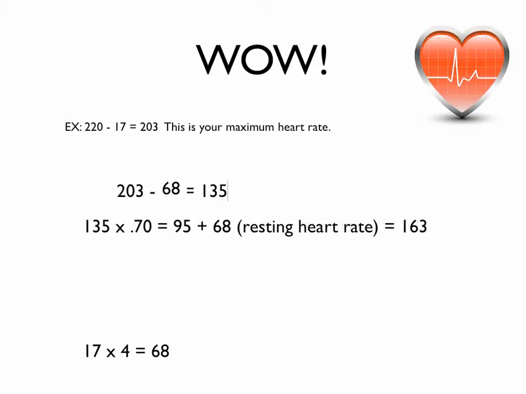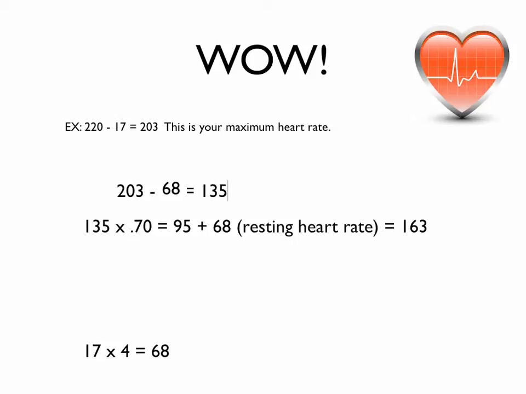So we're going to go back to this equation. 220 minus 17 is 203. Now we're going to take our maximum heart rate minus our resting heart rate, and that's going to give us the magical number of 135. Now we're going to multiply 135 by 70%.